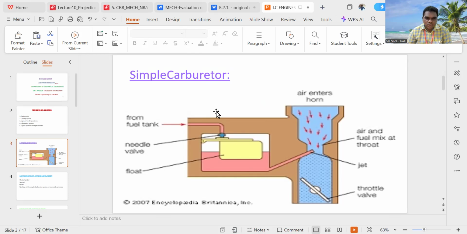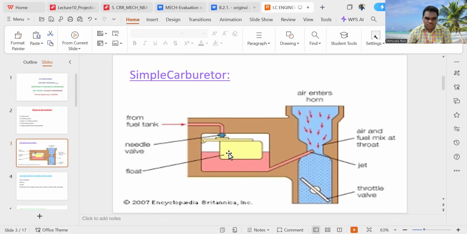Before I explain the working of a simple carburetor, first of all, how the fuel system of the spark ignition engine works will be explained. The diagram is not shown here, but I would like to explain it orally. Initially, the fuel comes from the fuel tank. In between there are different types of fuel filters, where contaminants and other impurities are stopped, and finally the fuel enters the carburetor.